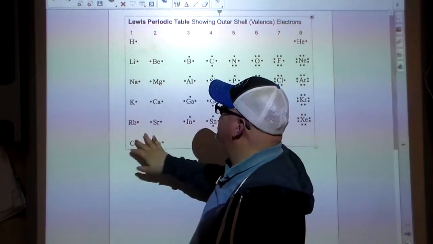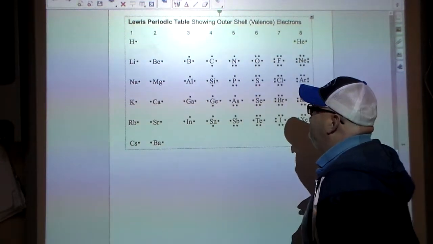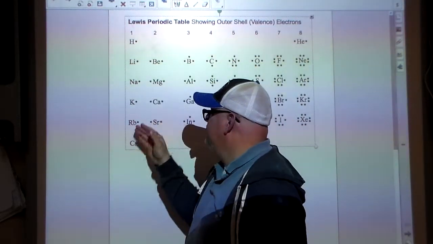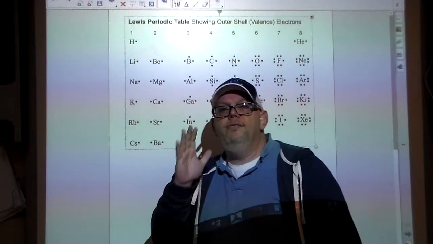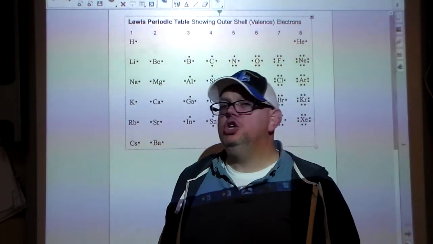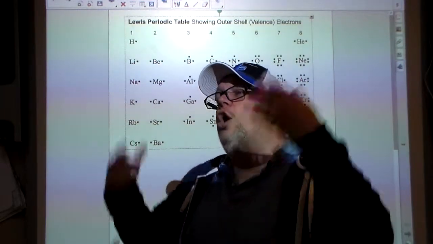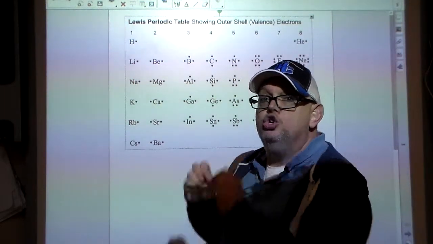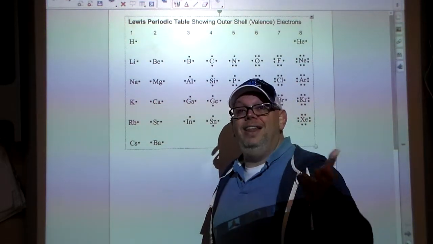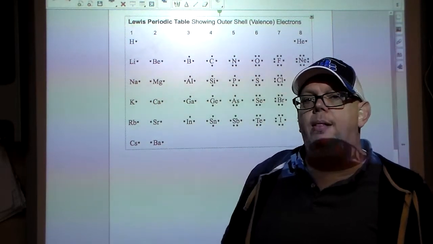So let's look at our group 1 here, our lovely little characters like hydrogen, lithium, sodium, potassium, rubidium, and cesium. They all have the same thing, 1 electron in there. Now, what's the magic number for them? 8. What's easier for them to do? Drop that 1 electron or go find 7 electrons to complete that outer shell?